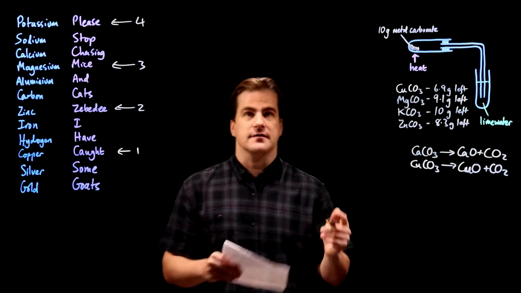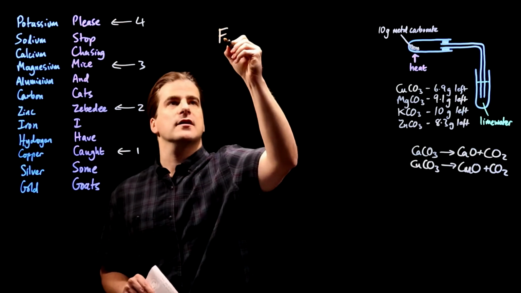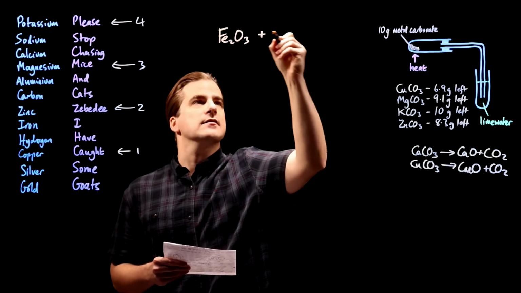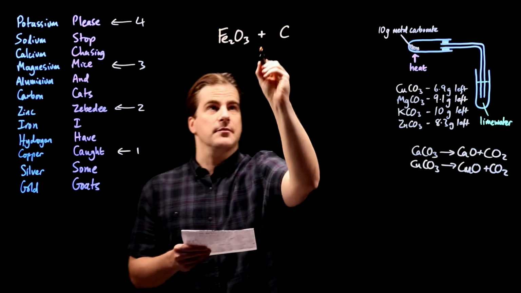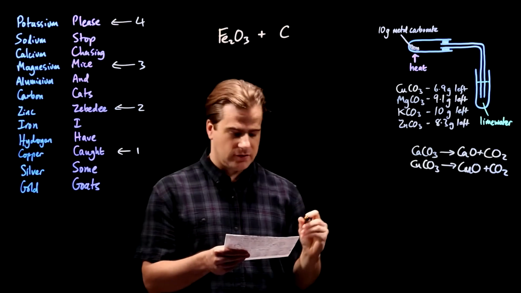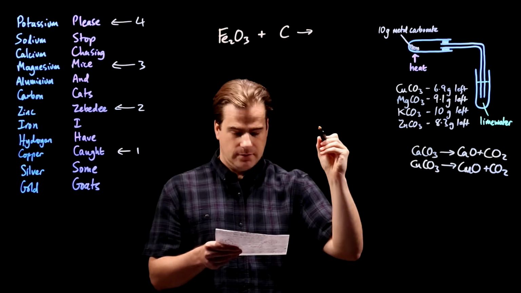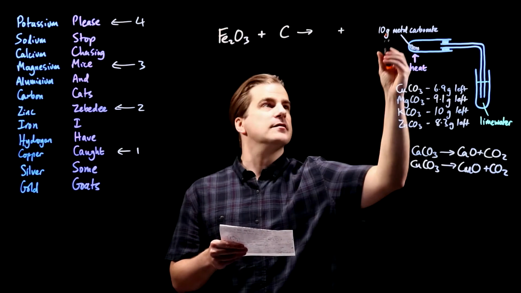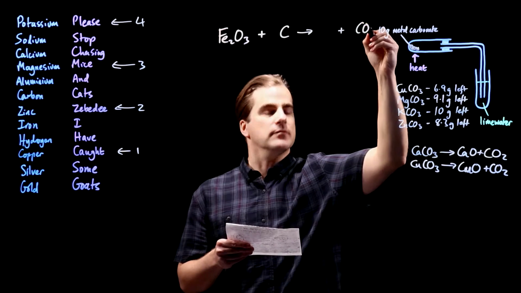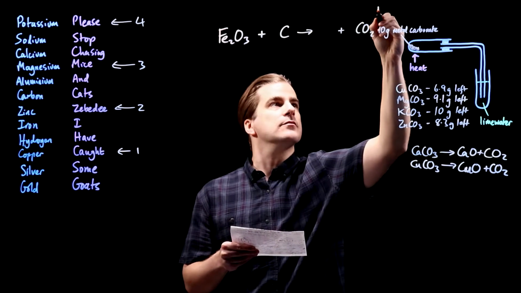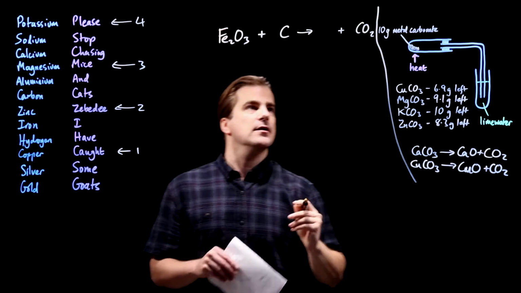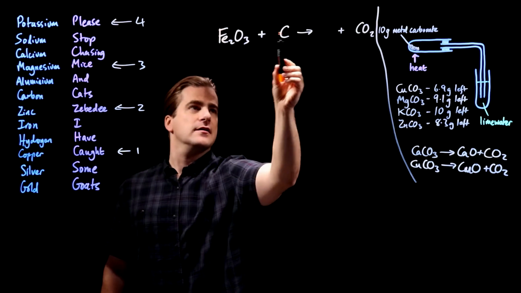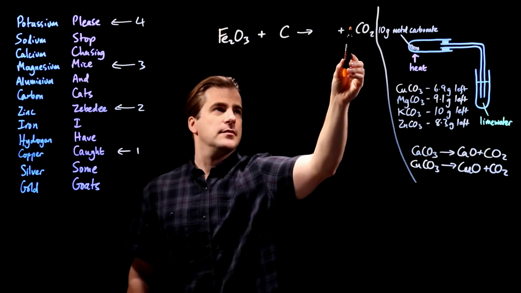Right, the equation is iron oxide and carbon, some number of carbons, some number of oxides, go to something and some CO2s. CO2. Ignore that. Okay, so we've got to put a number there, work out what that is, and put a number there.